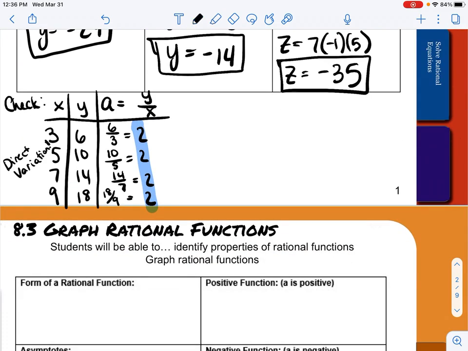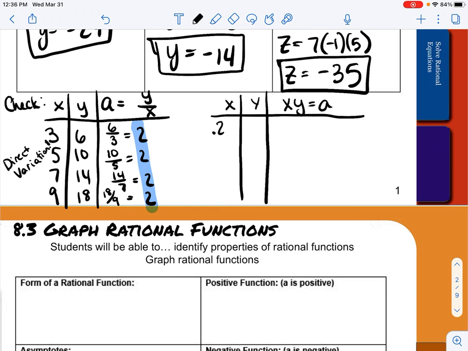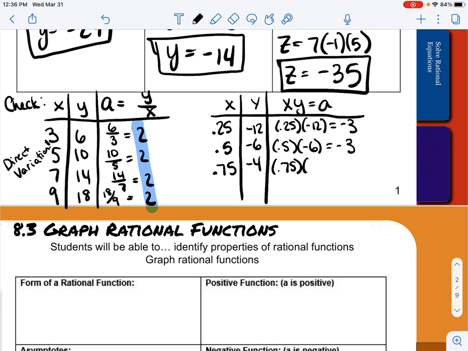So say we have another set of numbers. X's are 0.25, 0.5, and 0.75, and Y's are negative 12, negative 6, and negative 4. This time you just multiply them. We get negative 3. We get negative 3. And we get negative 3. So this is inverse variation.